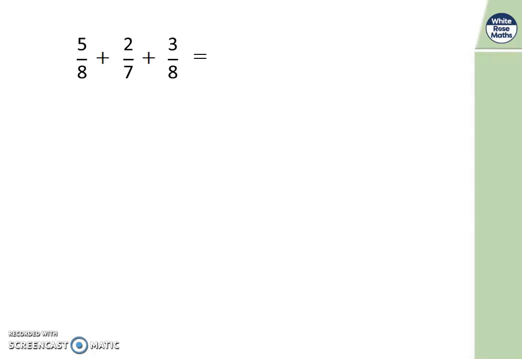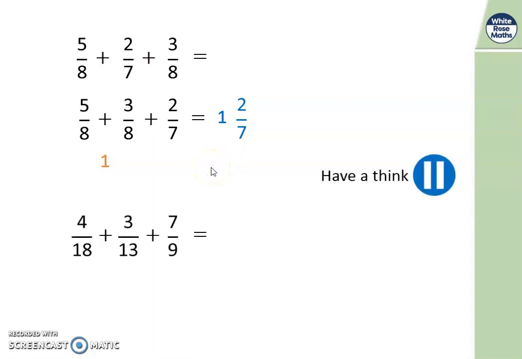Can you find ones that will make 1 whole one? If you rearrange that, because you can in addition rearrange those fractions to make them easier, you should spot that those two, the 5/8 and the 3/8, will make 1 whole one because that's 8/8. That's 1 whole one. And then that's 1 whole one and 2/7. So we just write that down, 1 whole one and 2/7. Let's pause the video and have a go at this one. Let's see what you did.